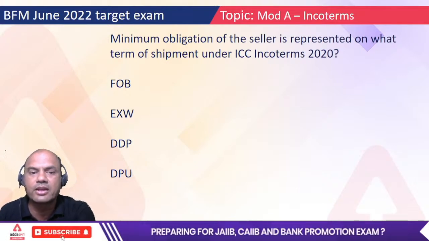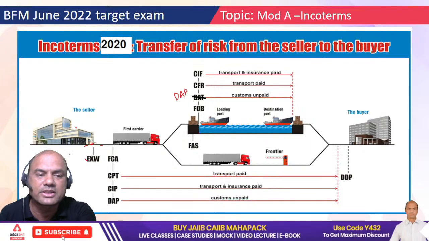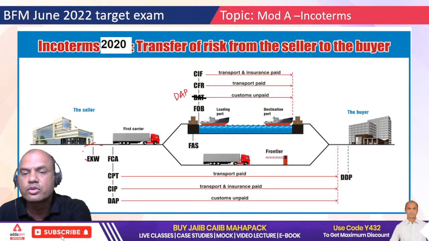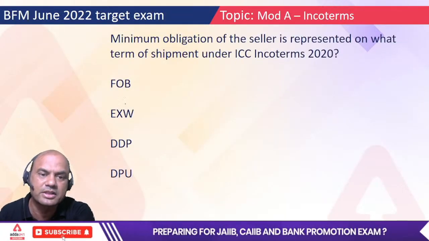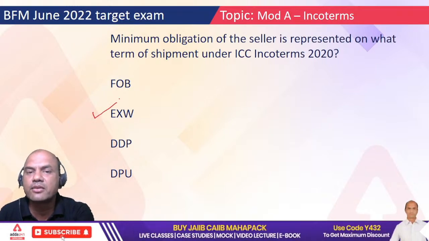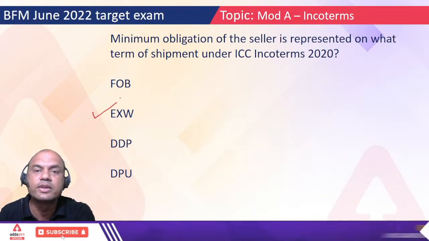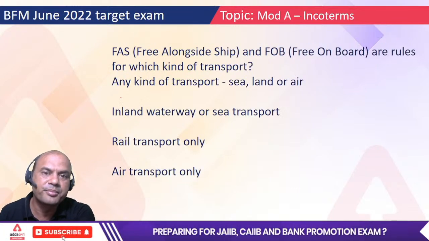Okay, we'll go one by one again. See this. Which is the minimum obligation for seller? This Ex Works. So go for it. Let me see if there is an option of Ex Works. Yes, there is an option. See this, Ex Works. So this is the right answer. Now the first one I have answered. From the second one onwards, you will have to answer. Of course, I'll show you the answer at the end.